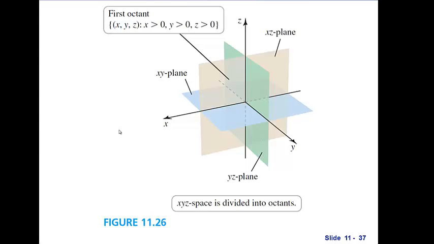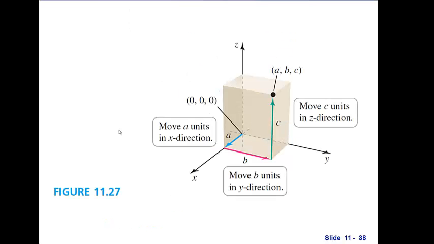Let's take a look. You can see here the green one is the YZ plane, the gray one is the XZ plane, and the blue one is the XY plane. All planes intersect at the origin. In the XY coordinate system we have 4 quadrants. Here we have 8 octants. You can see in this picture how they are located.